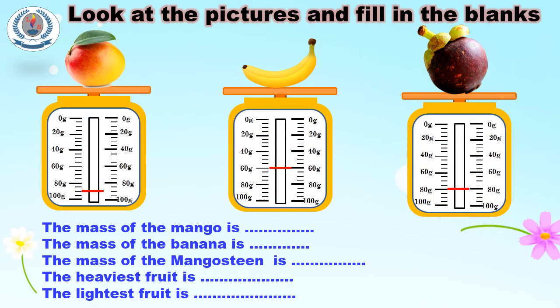Shall we do an activity? Look at these pictures and give me answers. The mass of the mango is? Yes, 90 gram. The mass of the banana is? 60 gram. The mass of the mangosteen is 8 gram. The heaviest fruit is mango. The lightest fruit is banana.